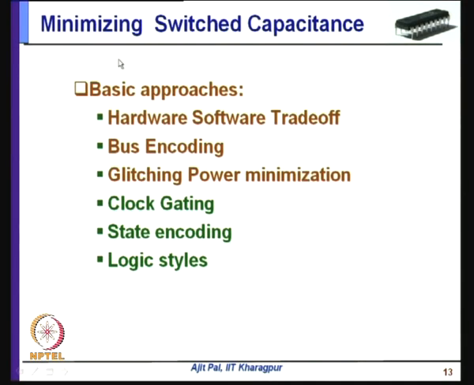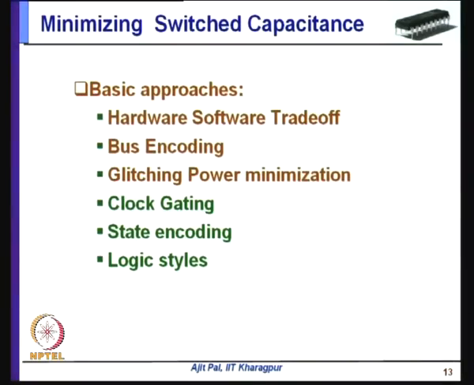Now, coming to minimizing switched capacitance, we have several approaches, and these approaches are listed here. First one that we discussed is hardware software trade-off. As we know, same functionality can be realized either purely by hardware, or purely by software, or by a judicious combination of hardware and software. Which combination gives you the best reduction in power dissipation, that is what is being done in the hardware software trade-off.